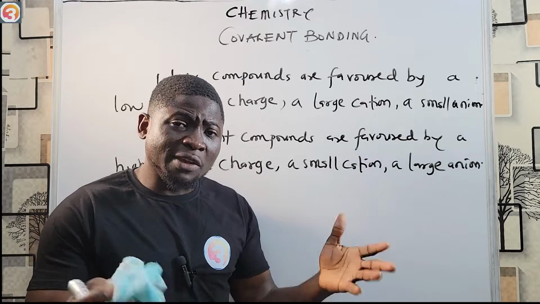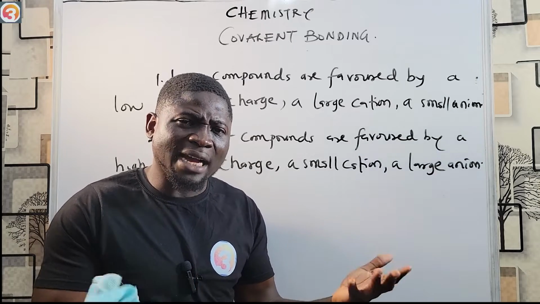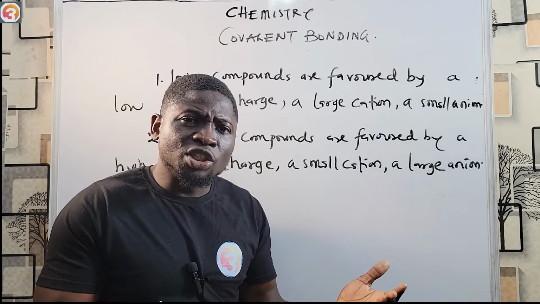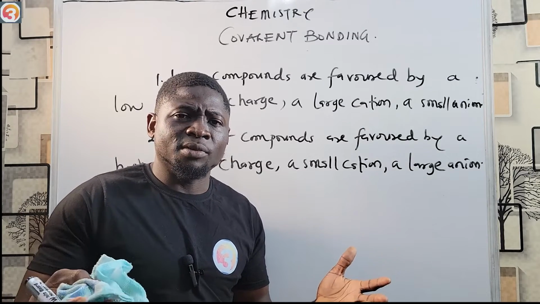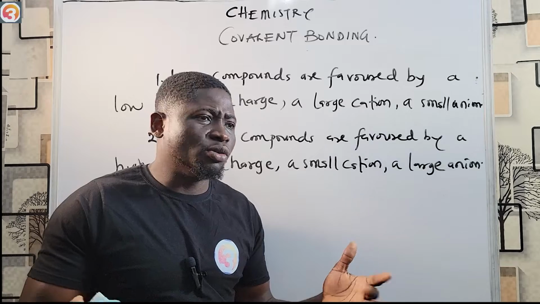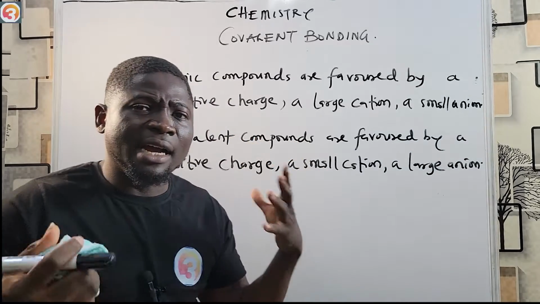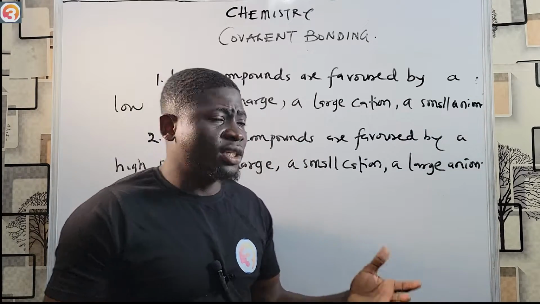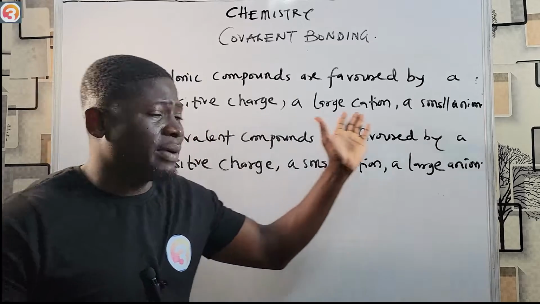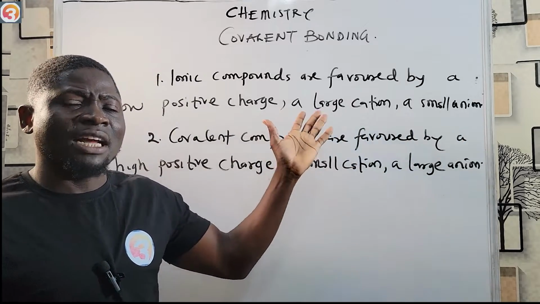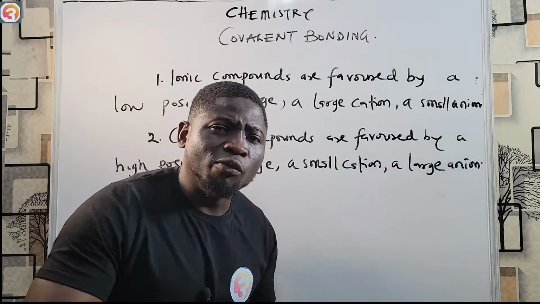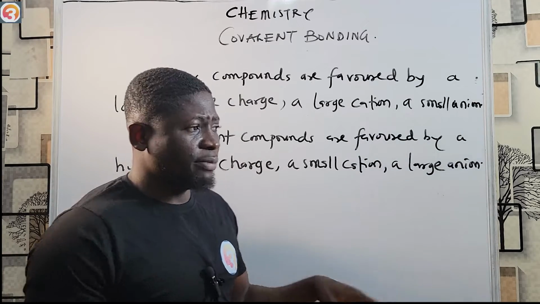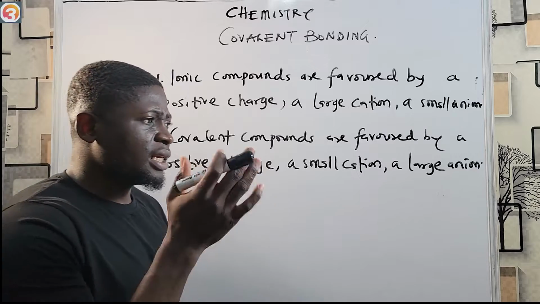In your exam, you will be given a compound and you may be asked to tell which type of bond exists in the compound. Once you know how an ionic compound is, you'll be able to use the properties and characteristics listed about ionic compounds to remove some of the options.